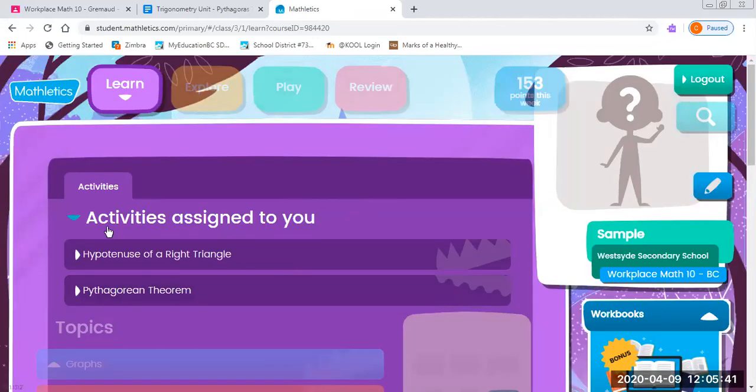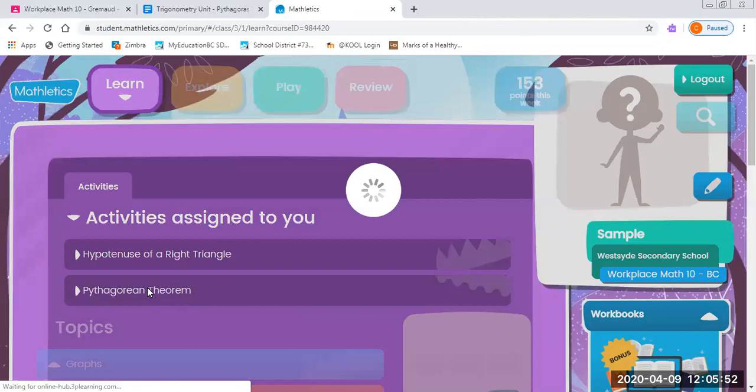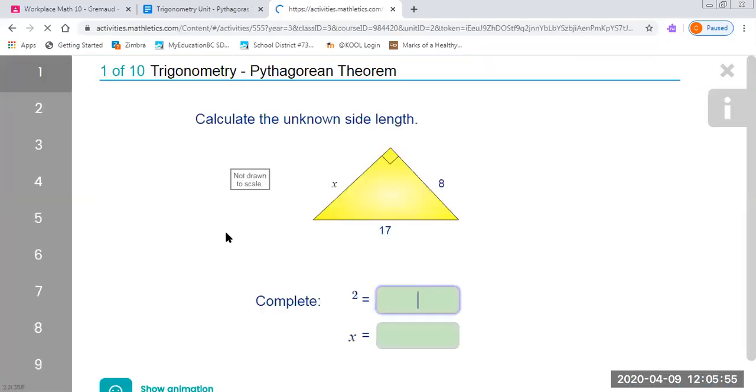But basically what you're going to see is there's going to be two assignments that are assigned to you: the hypotenuse of a right triangle and the Pythagorean theorem. So if we were to click on, let's say, the Pythagorean theorem right here, we're going to see a question that looks like this. And so then your job would be to answer this.